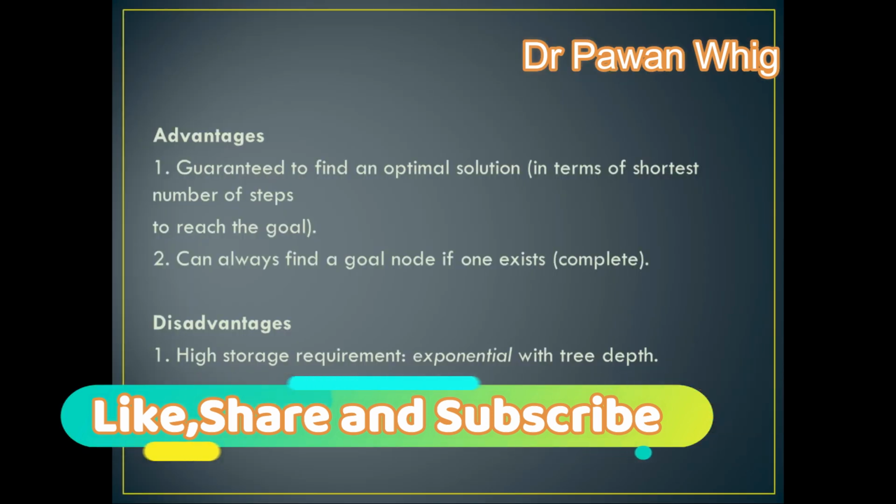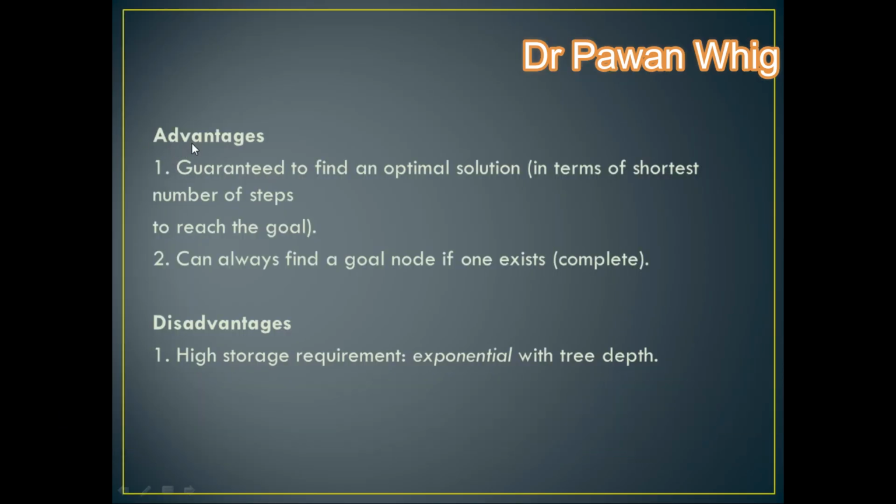There are some advantages and disadvantages of this breadth first search. Number one, it is guaranteed to find an optimal solution. It can always find a goal node if one exists. There should be a goal, otherwise it will move into a loop. And one disadvantage is that it requires high storage. This is basically one of the major disadvantages of breadth first search. So we'll move towards the next one.